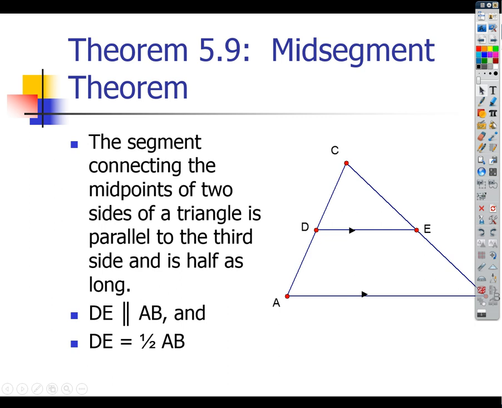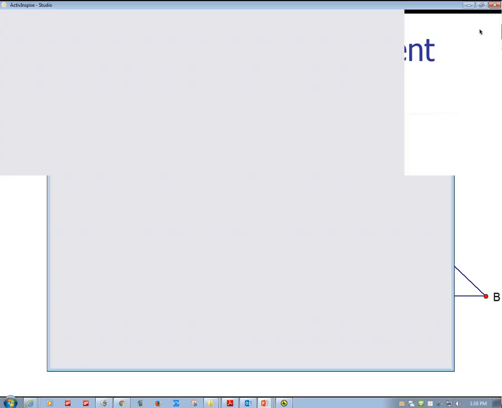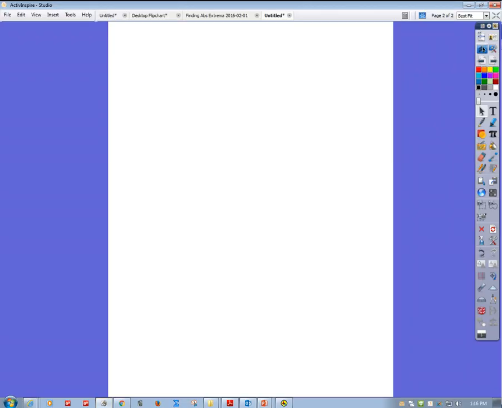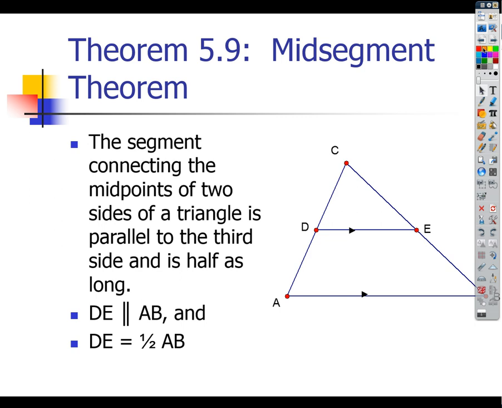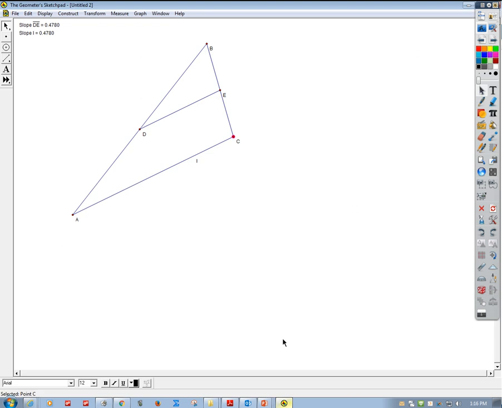Okay, the segment connecting the midpoints of two sides of a triangle is parallel to the third side, or the other side. Does that make sense? So for us, the mid-segment is formed by the midpoints of sides AB and BC, and so it must be parallel to side AC, right?